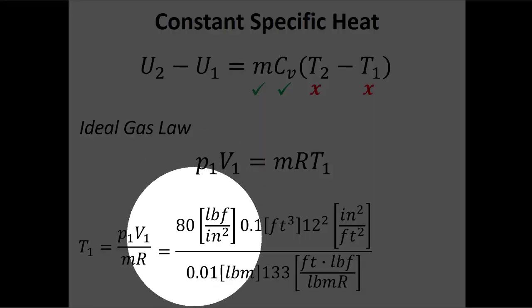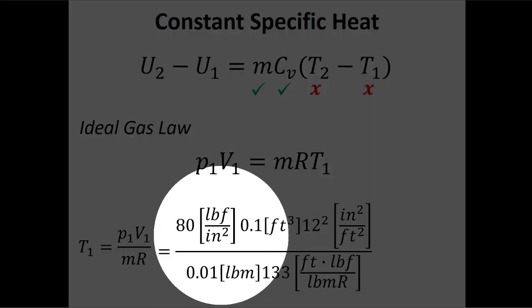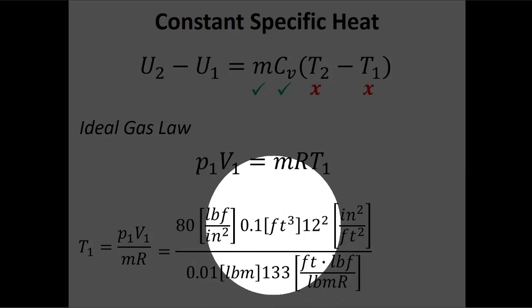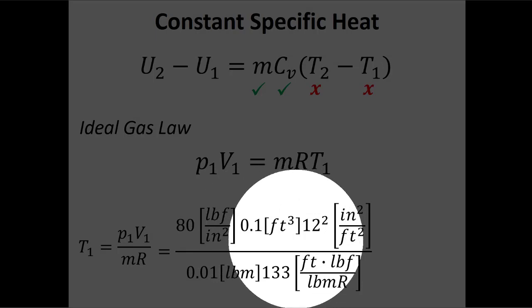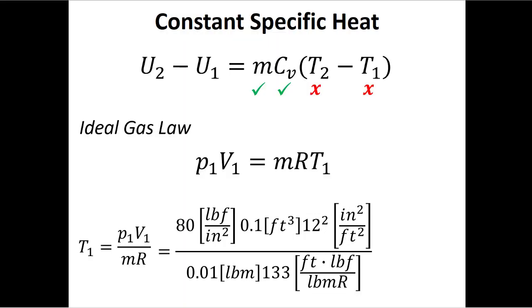Again, I got to recognize that my units here are a little bit weird because I have pressure in PSI and volume in cubic feet. So I got to, again, play around with the unit conversions until things look nice. And now I can put this information in my calculator, and I get that T1 is 866 degrees Rankine.